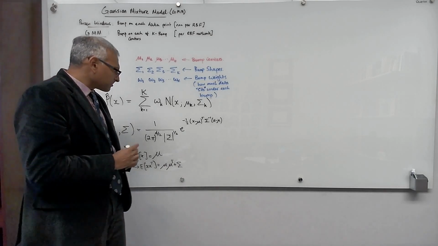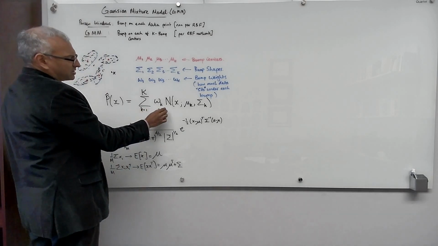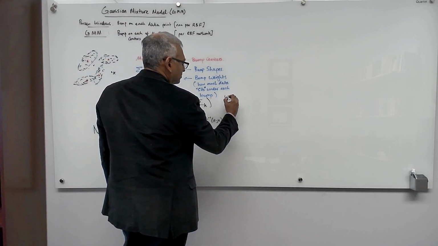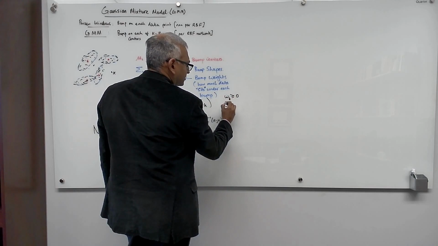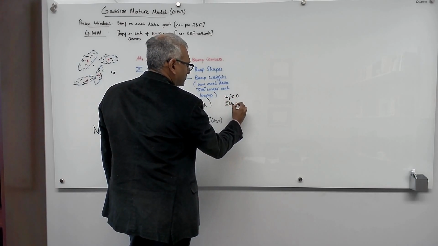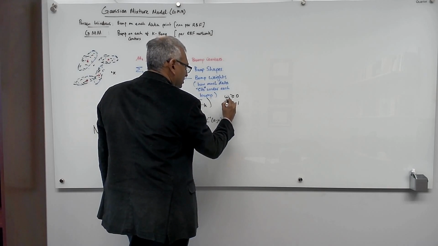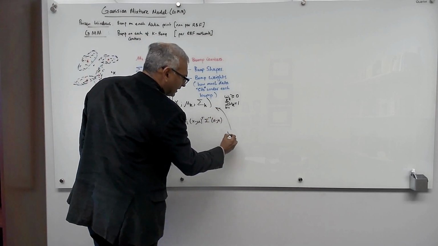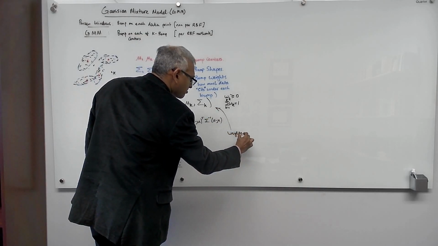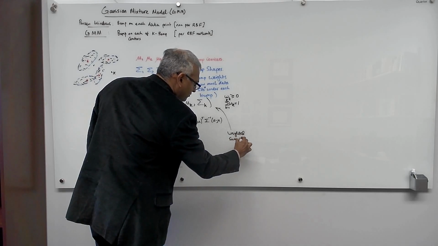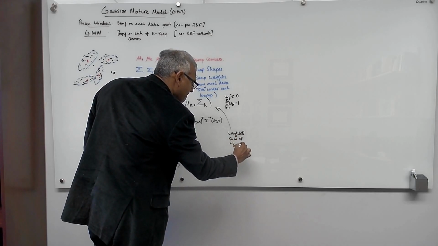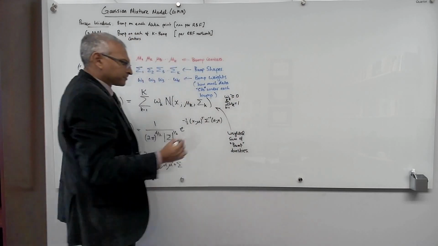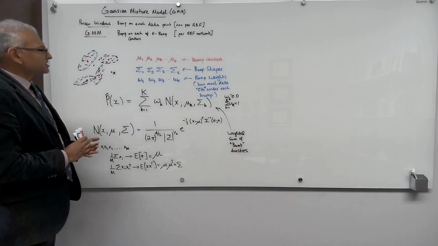Okay. Now, in order to interpret this as a weighted sum of bumps, we typically want that the wk are greater than or equal to 0, and the sum of the wk, k equals 1 to big K, is equal to 1. So this is a weighted sum of bump densities. Okay, so this is the basic idea.